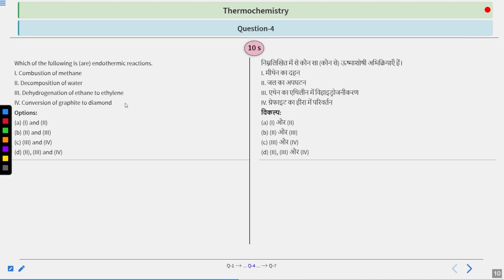Question number 4. Which of the following is an endothermic process? Endothermic process means in which the heat is being utilized. Number 1, combustion of methane. 2, decomposition of water. 3, dehydrogenation of ethane to ethylene. 4, conversion of graphite to diamond. You have to find which of these are endothermic, meaning they need heat for the reaction to move forward. Your options are A 1 and 2, B 2 and 3, C 3 and 4, and D 2, 3 and 4. So you have 10 seconds to solve this question. Your time starts now.